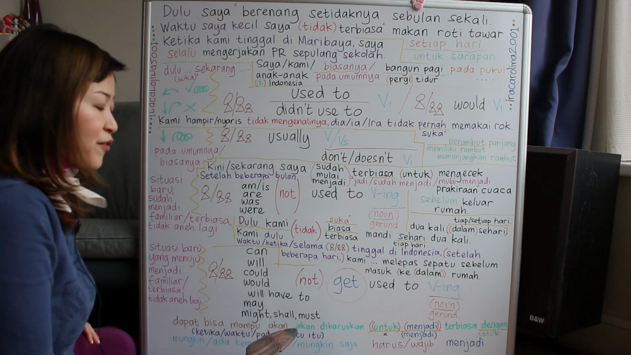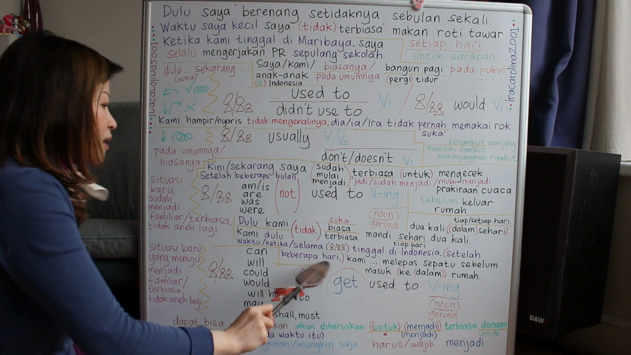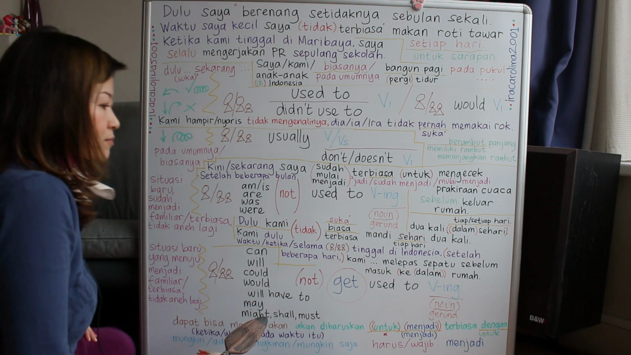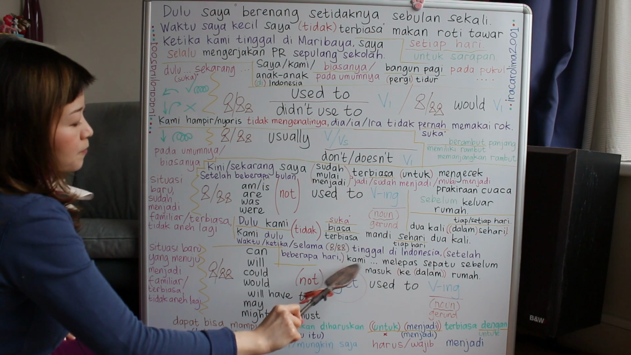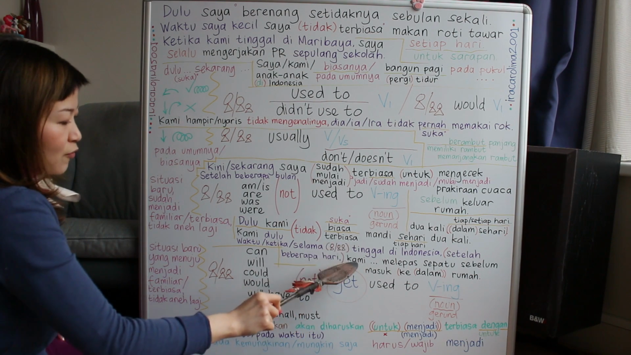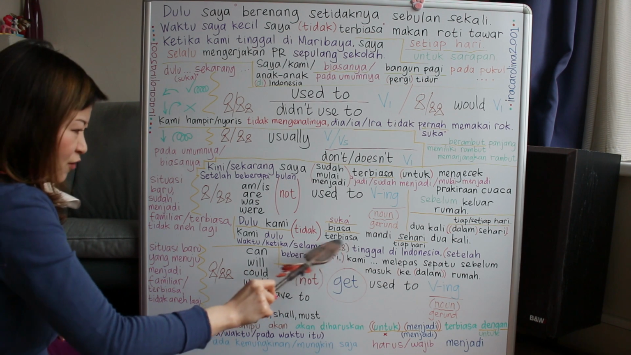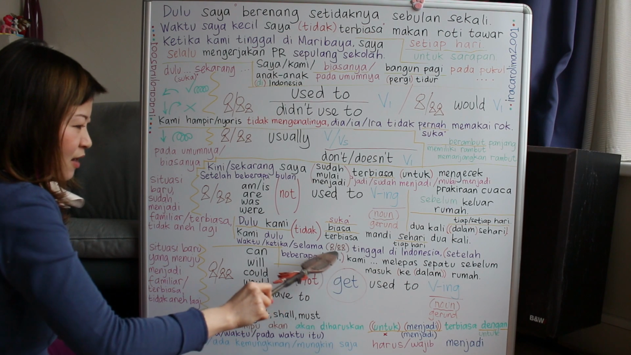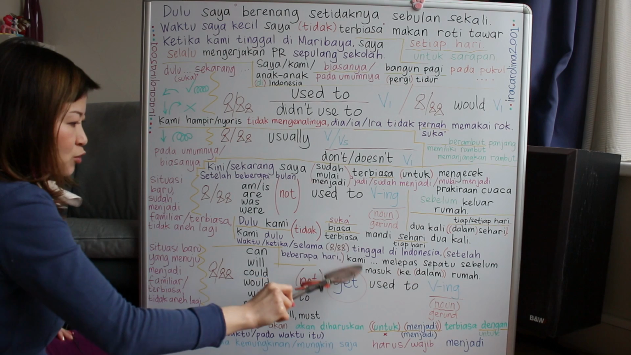Setelah, after, beberapa, several, hari, day. Kami, we. Of course we use kami here. If this one is saya, you use saya here. Yeah, it should be the same because it's the same subject.